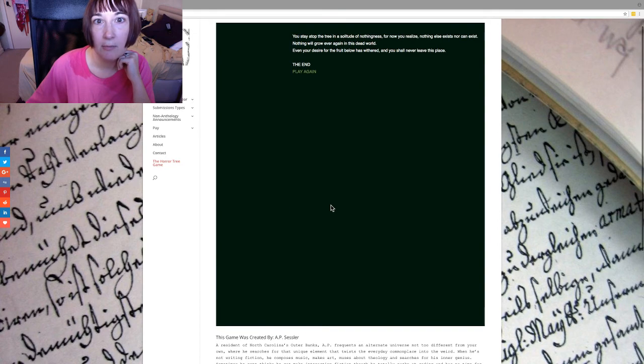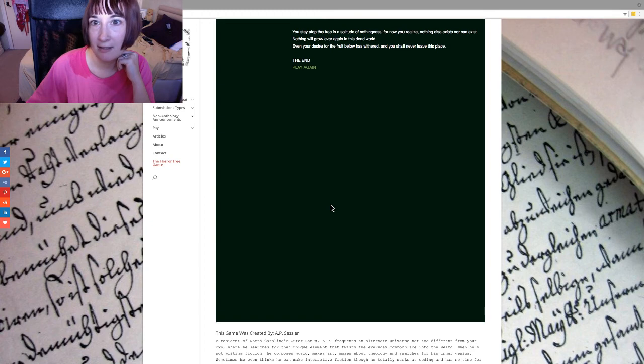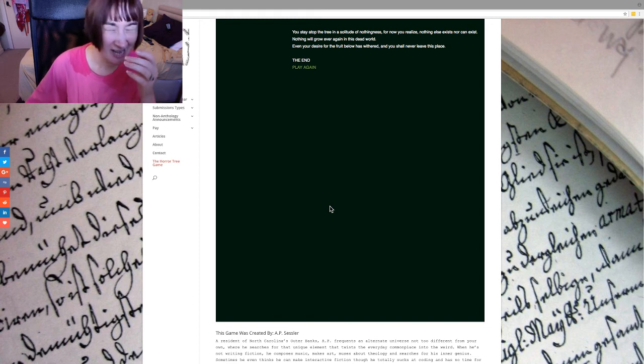You stay atop the tree in a solitude of nothingness, for now you realise nothing else exists nor can exist. Nothing will grow ever again in this dead world. Even your desire for the fruit below is withered, and you shall never leave this place.